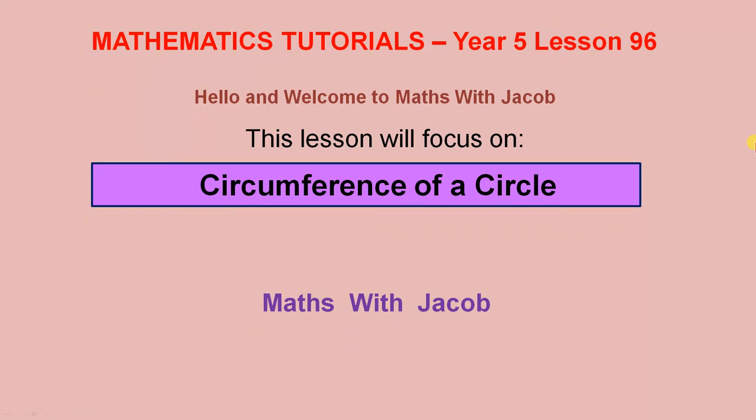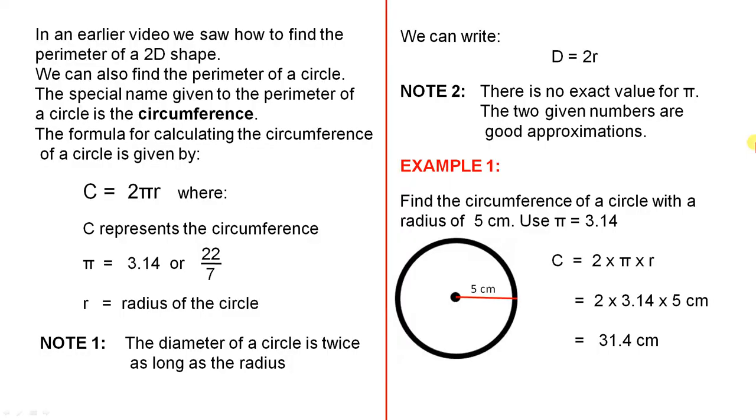This lesson will focus on circumference of a circle. In an earlier video, we saw how to find the perimeter of a 2D shape. We can also find the perimeter of a circle. The special name given to the perimeter of a circle is the circumference.